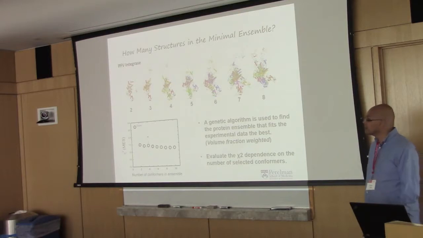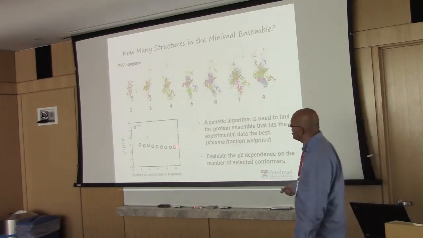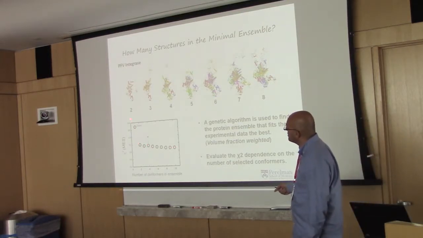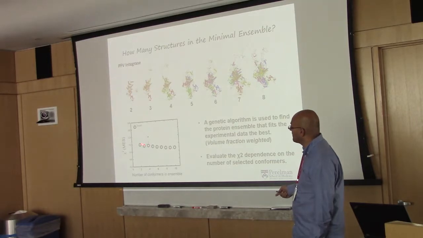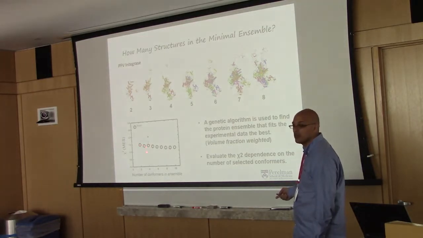Okay, how many structures in a minimal ensemble? This is where you can walk along and try to find at what point you break off and start getting good solutions. So here, 1, 2, 3, 4. We stopped at 4. You could have made an argument for 1 or 2 as well.